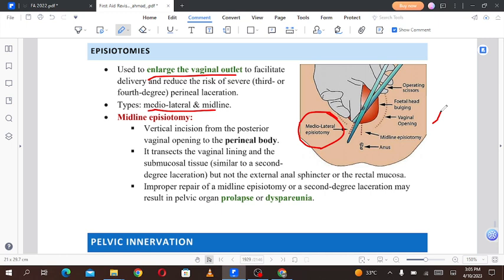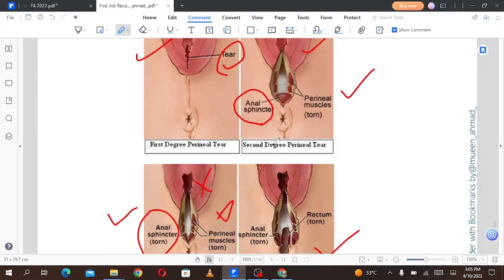So the midline episiotomy is a vertical incision from the posterior vaginal opening to the perineal body. It does not involve the perineal body, it is until the perineal body. It transects the vaginal lining and submucosal tissue, similar to a second degree laceration. As you can see in this picture, the second degree laceration is over here.